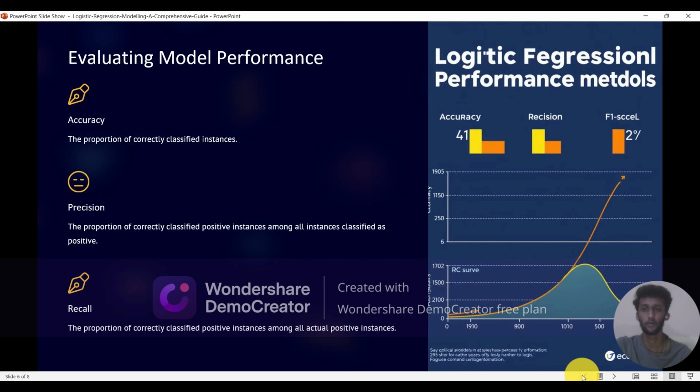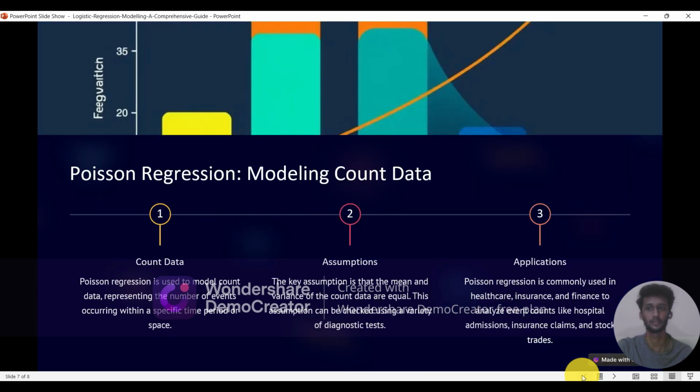Next is evaluating model performance. Accuracy: the proportion of correctly classified instances. Precision: the proportion of correctly classified positive instances among all instances classified as positive. Third is recall: the proportion of correctly classified positive instances among all actual positive instances.